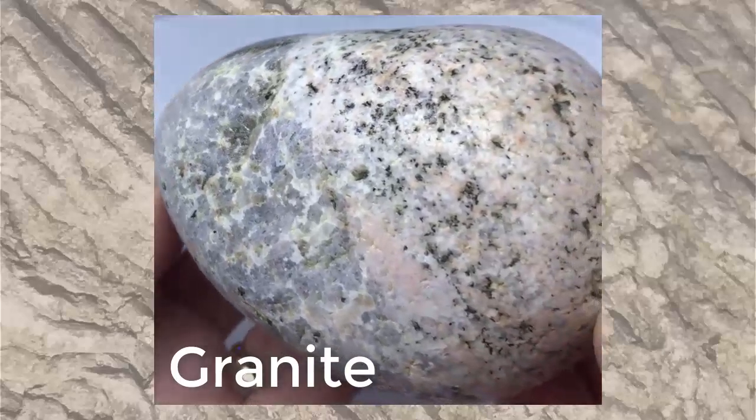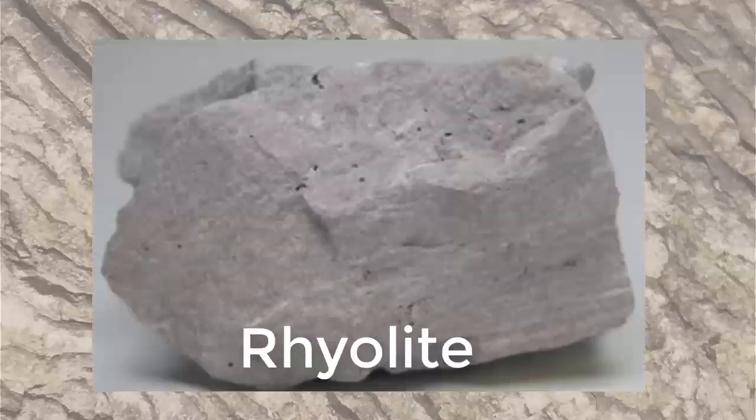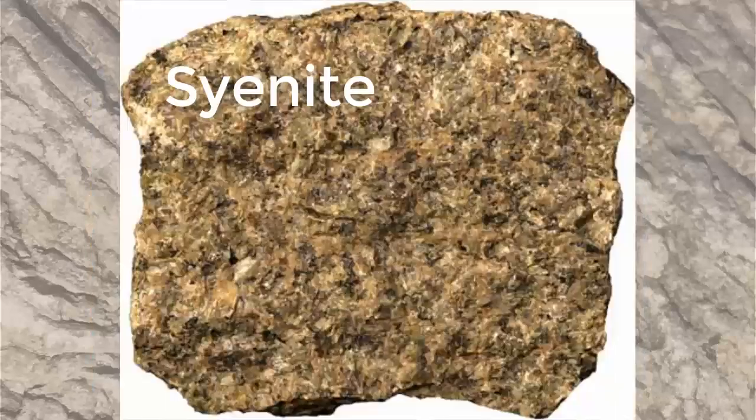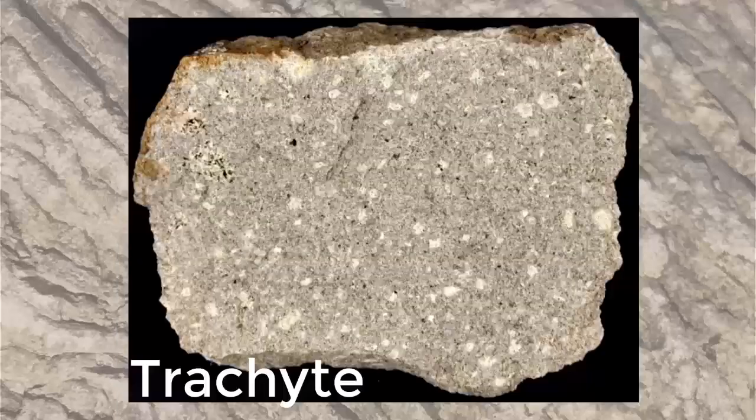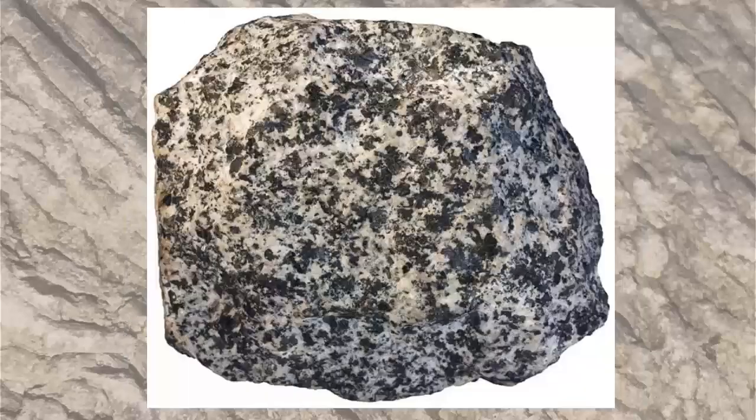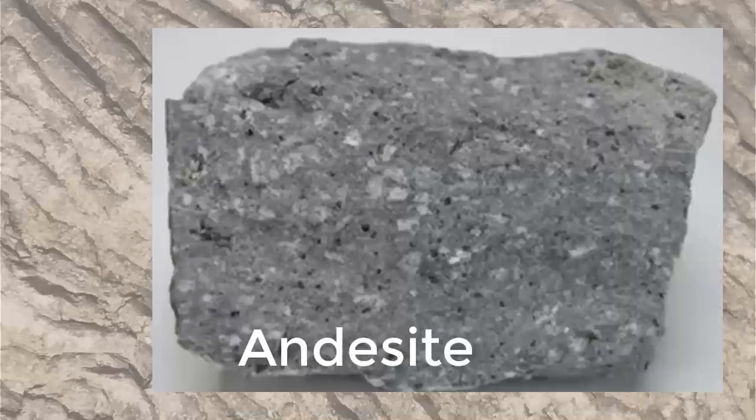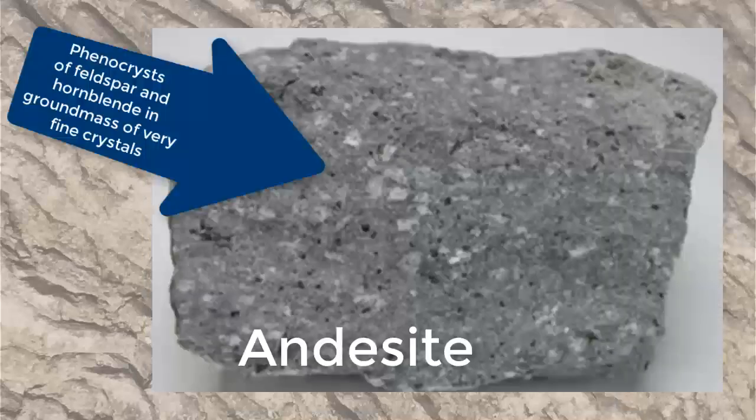If quartz-bearing, they are called granite, which is the intrusive variety, or rhyolite, which is the extrusive variety, or if they're solely composed of feldspar, they are called syenite, intrusive, or trachyte, extrusive. An intermediate composition between these extremes is called diorite, intrusive, or andesite, extrusive, and is very common in continental volcanoes above subduction zones.